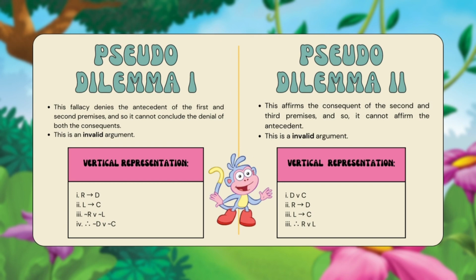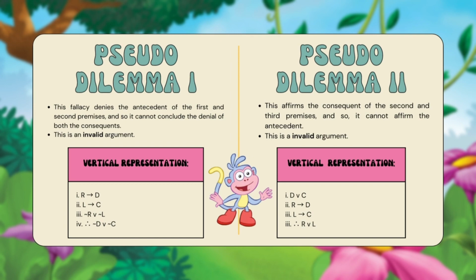Let us take up pseudo-dilemma 1 first, whose argument structure is: the first premise is if R then D, the second premise is if L then C, the third premise is not R or not L, the conclusion is therefore not D or not C. This fallacy denies the antecedent of the first and second premises, and so we cannot conclude the denial of both consequents. Lastly, another invalid argument form, often confused with the valid one, is pseudo-dilemma 2.